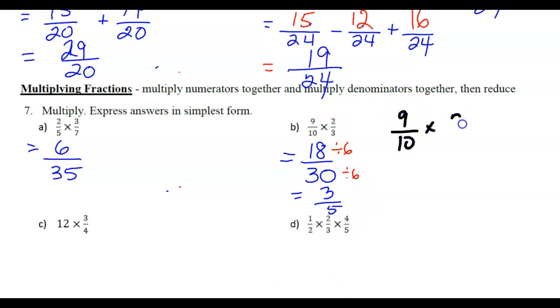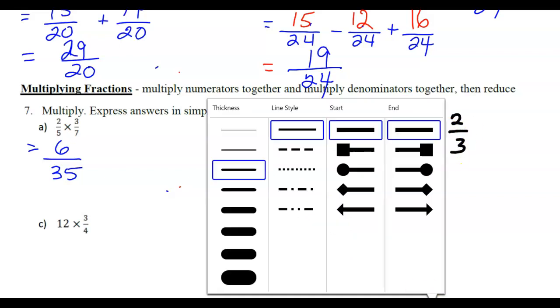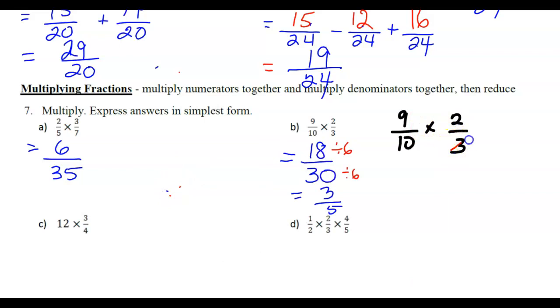9/10 times 2/3. Okay, so then I see, all right, 3 goes into itself once, into 9 3 times. You can only do this between numerators and denominators. 2 goes into itself once, into 10 5 times. So now if I multiply these together, I get 3 times 1 is 3, 5 times 1 is 5. So you can do that if you notice that there's common factors. If you struggle with that, then do it this way. Multiply the numerators, multiply the denominators. At least you've got the correct value. It's just not in lowest terms.